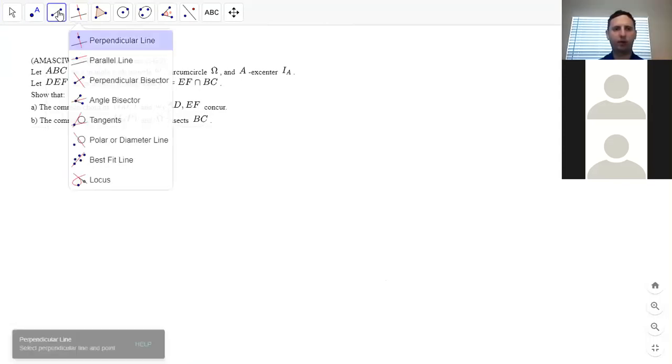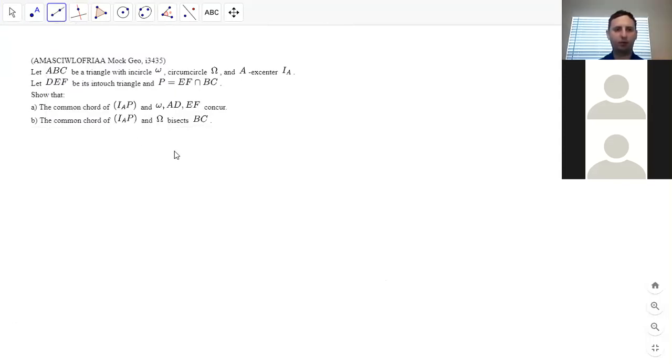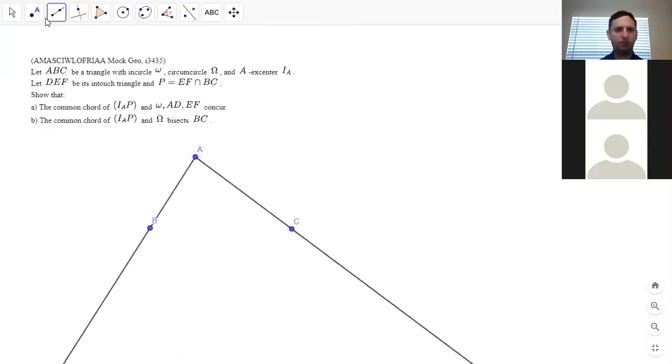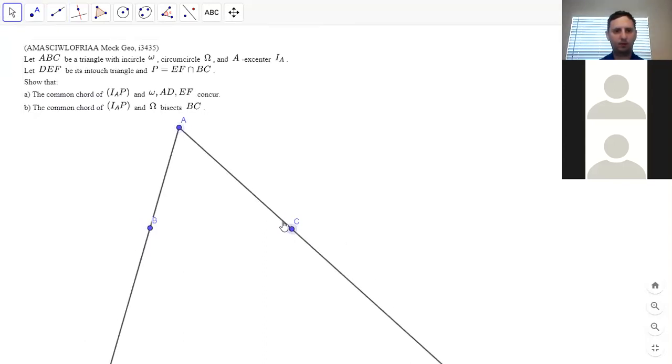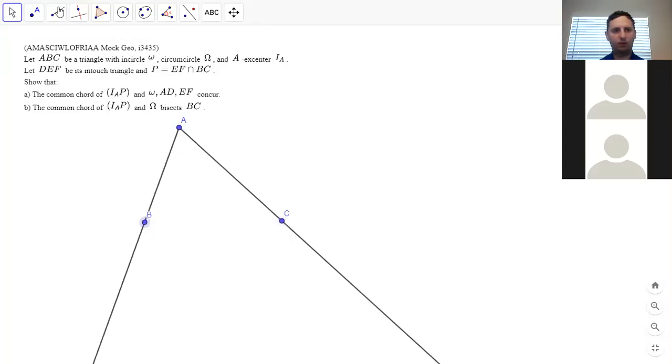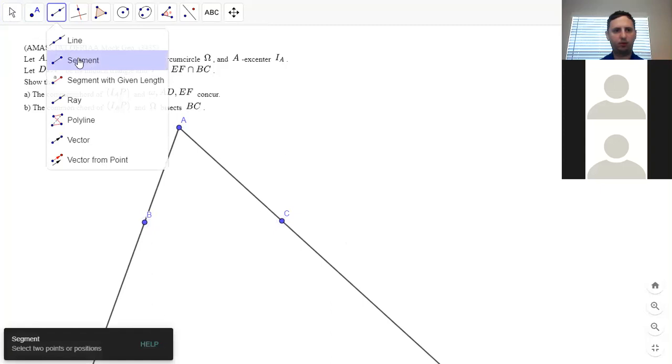Okay, so we want to draw the AX center. So I'm going to do this. All right, so we have encircle omega.